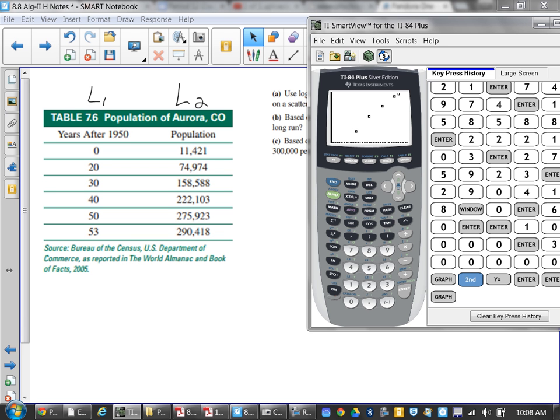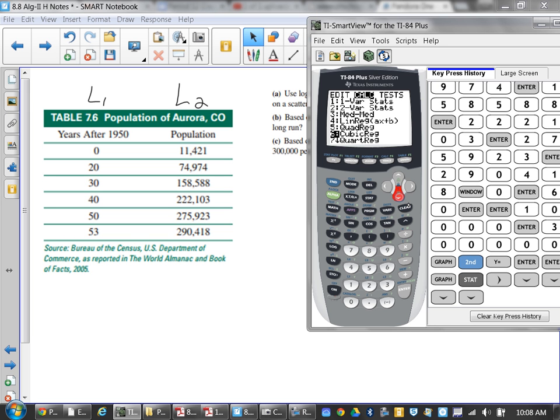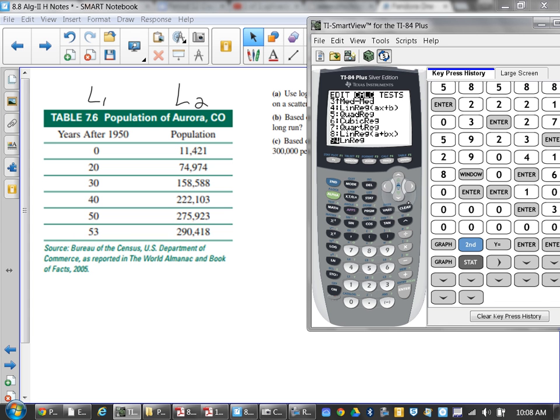Anyway, so now what I want you guys to do is go to your stat calculate, and we're doing logistic ones. We have to scroll through and find where it says logist. 8. Or B. It's B, yep.